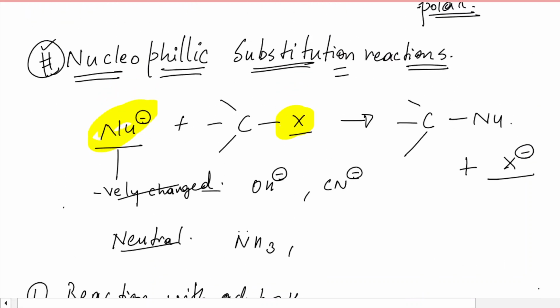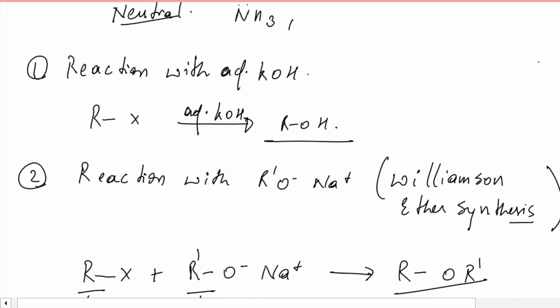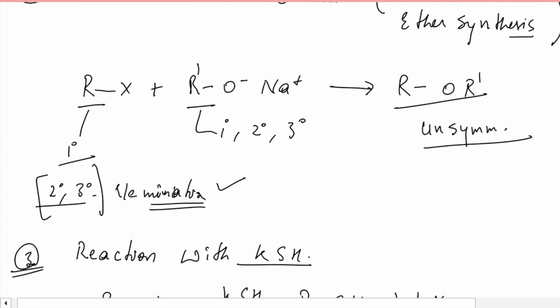A nucleophilic substitution reaction is a chemical reaction in which a nucleophile substitutes a leaving group in some organic compound. The nucleophile can be negatively charged or neutral. There are different nucleophilic substitution reactions we have studied. Reaction with aqueous KOH yields alcohol. Reaction with sodium alkoxide is the Williamson ether synthesis.